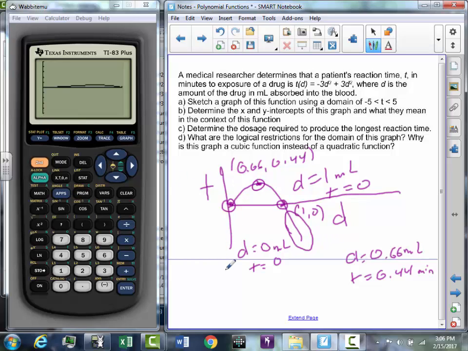Now, what's on the y-axis? Your amount of reaction time. Should you have a negative reaction time to a drug being in your body? That doesn't make sense, right? I can't put a drug in my body and then it reacts negative 3 seconds later. So I would say the logical restriction to the domain of the graph is that x has to be within 0 and 1. That would be a logical restriction.